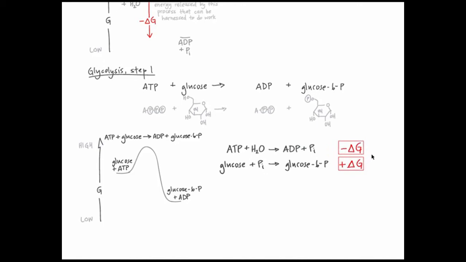We know that the delta G of this top reaction is negative and the reaction is favorable. The delta G of adding a phosphate group to glucose is positive, and this reaction is unfavorable. Phosphate wouldn't naturally form a covalent bond with glucose. These molecules are more stable separated than they are joined. This is a non-spontaneous reaction and it requires energy input. That energy comes from ATP hydrolysis.